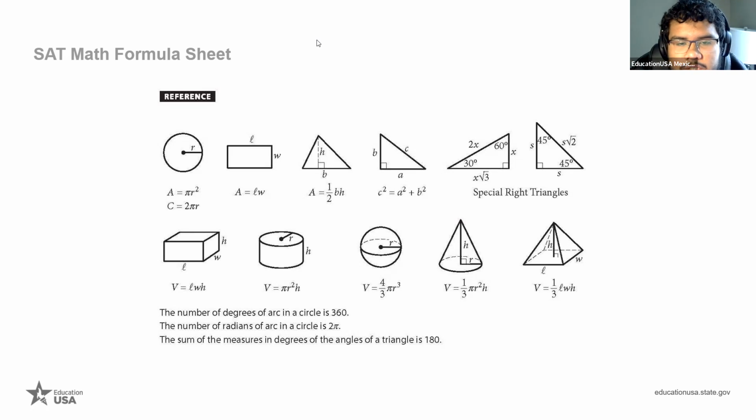But yeah, this is all you'll be given for a formula sheet during the SAT math section. The rest of the types of problems you may encounter, you'll have to know how to do.